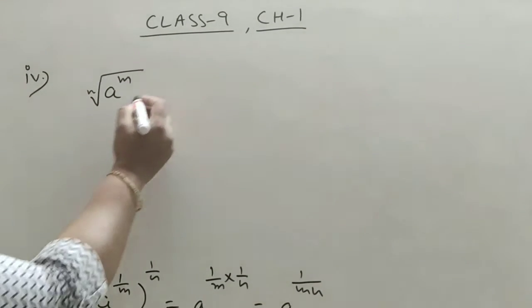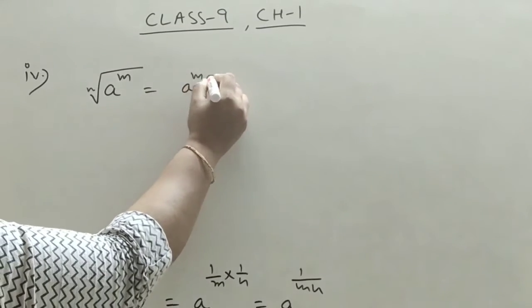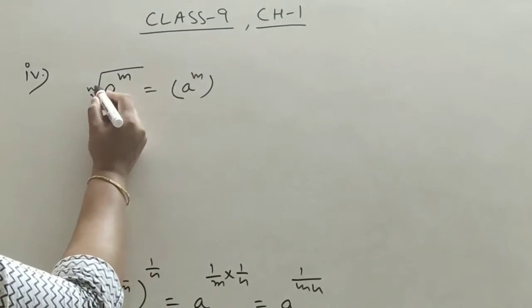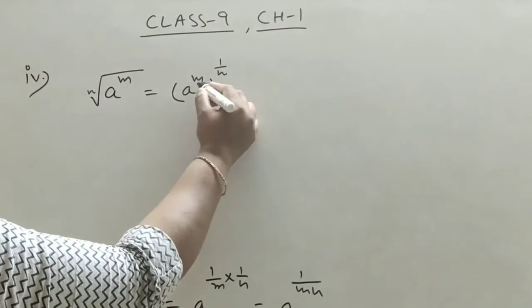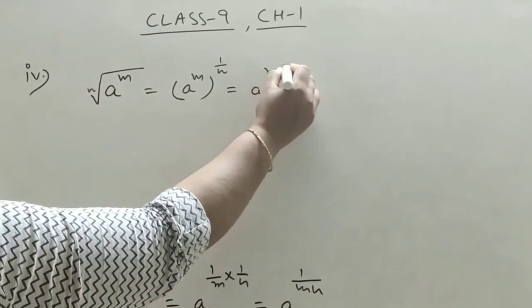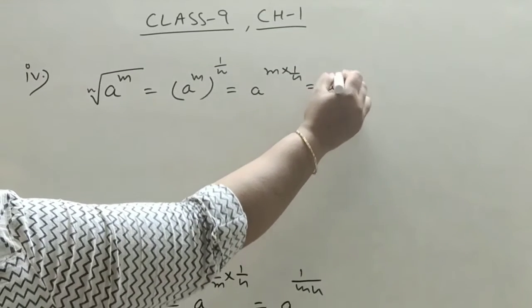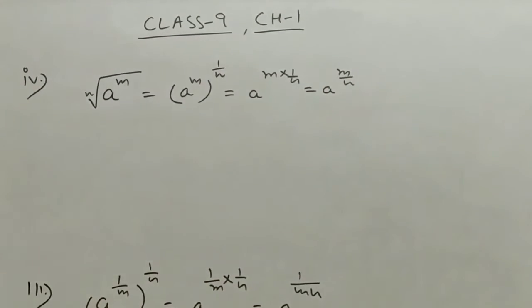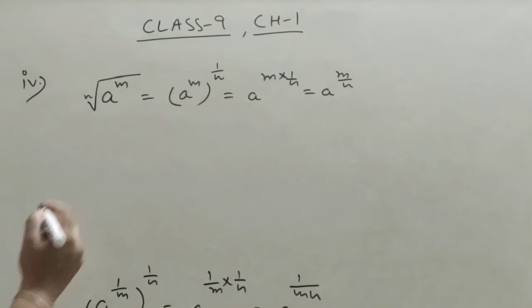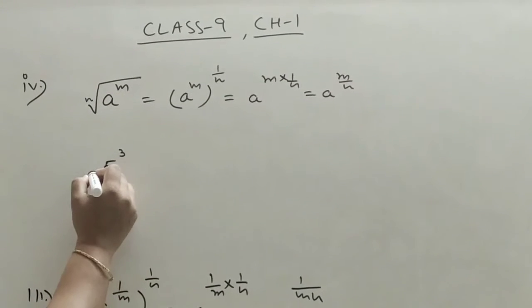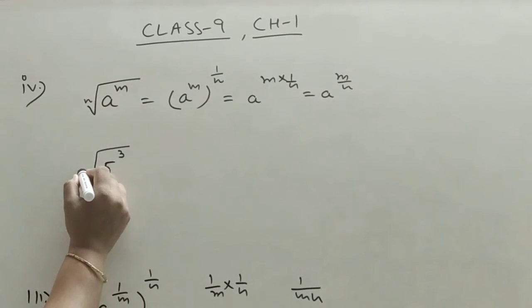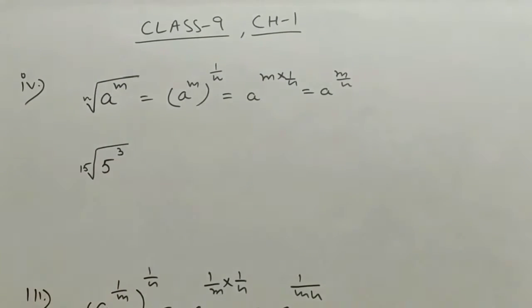Okay, so we can write it as a to the power m, whole power n, so this converts to 1/n. So it is power to the power, so we can multiply and write it as a to the power m/n. ठीक है, now the example is like that: we have a number 5 to the power 3, and the number is here 15.